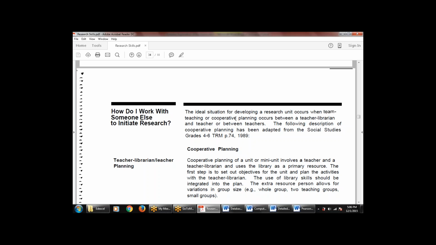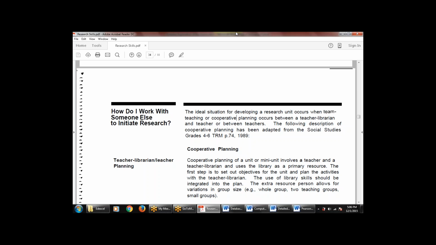So this is the main crux: whenever I want to work with someone else to initiate research that will be carried out through cooperative planning with the proper research unit, the cooperative planning occurs between the teacher librarian and the teacher, or between the teachers.